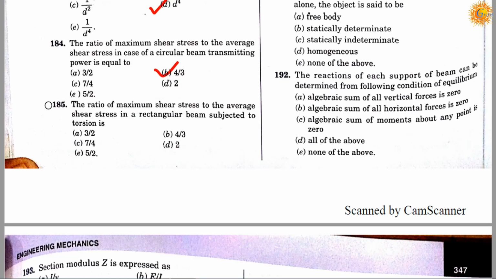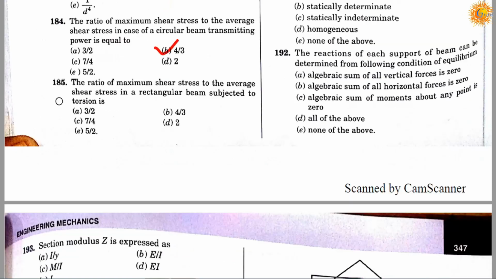Question number 185. The ratio of maximum shear stress to the average shear stress in a rectangular beam subjected to torsion is: option A 3/2, option B 4/3, option C 7/4, option D 2, and option E 5/2. The correct answer is A. It will be 3/2.